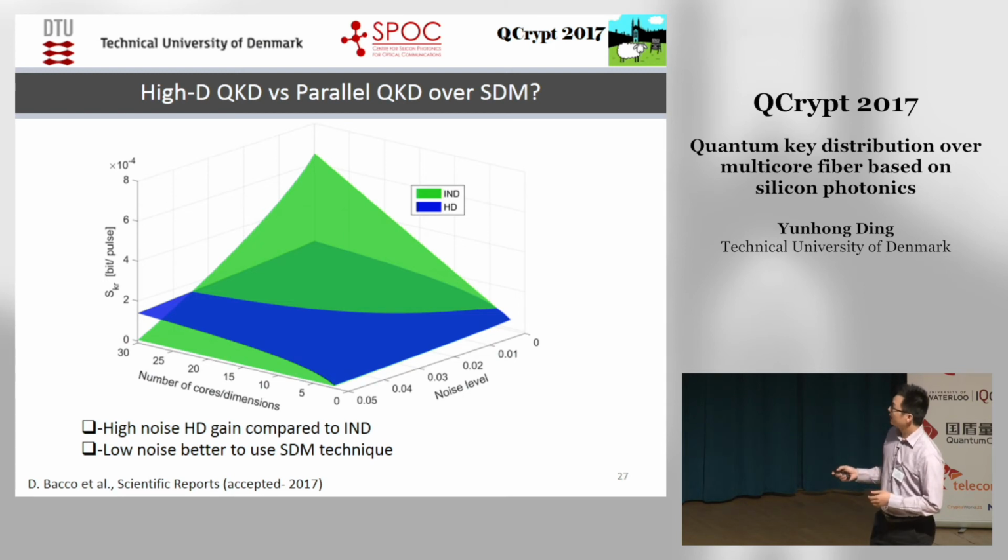If you see the high-dimensional case with a parallel quantum key distribution case, we have made a comparison. If you're at a low noise level, then the parallel quantum key distribution case can have a much lower bit error rate. But if you increase the noise level, then this individual protocol can't survive anymore. Then we can gain much more from the high-dimensional protocol.